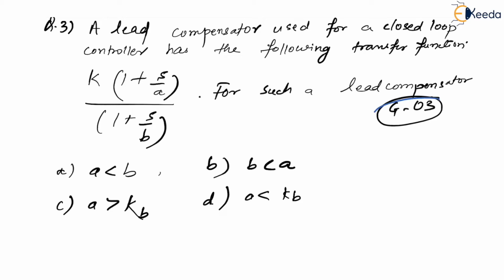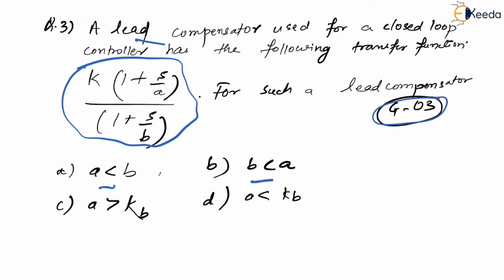It is a GATE 2003 question. The lead compensator used for a closed loop controller has the following transfer function. This is the transfer function given. Now for such a lead compensator, they are asking whether A is less than B, whether B is less than A, whether A is greater than K into B, and whether A is less than K into B.